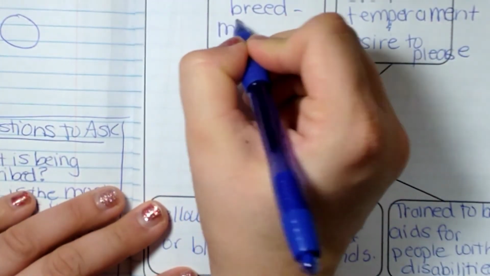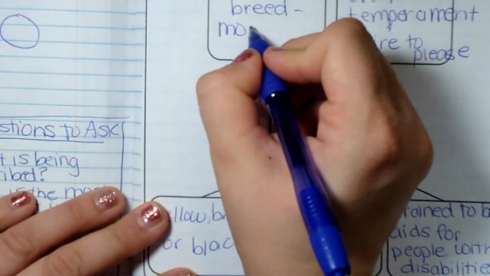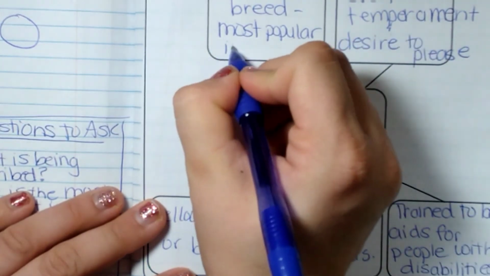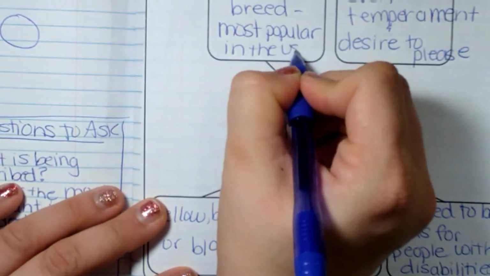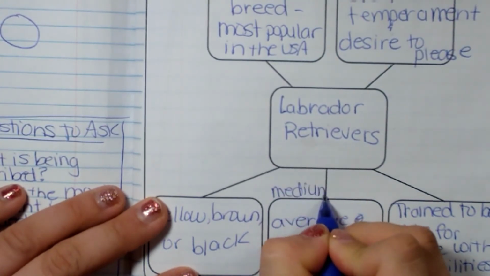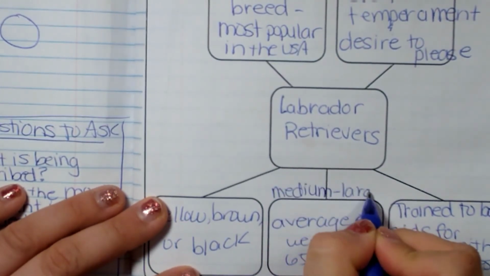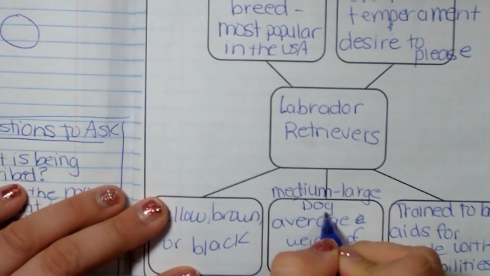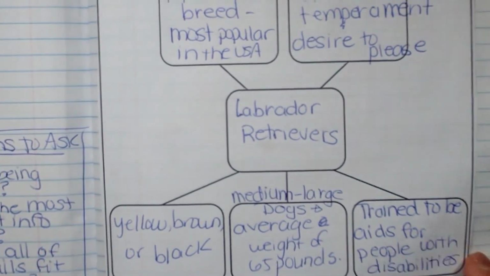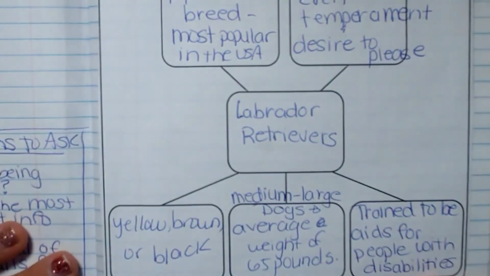And I'm going to go up here because it says most popular in the US. And here I'm going to put medium to large dogs. There we go. So now we have all of the information that describe a Labrador Retriever.